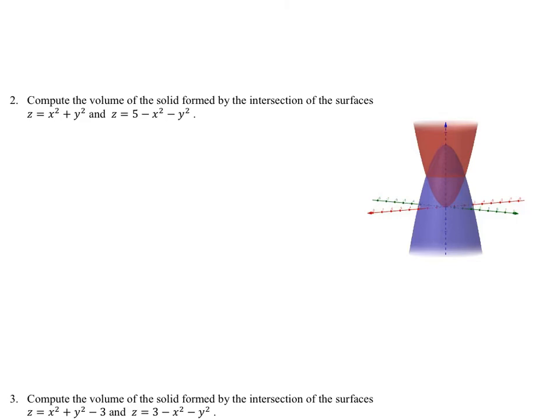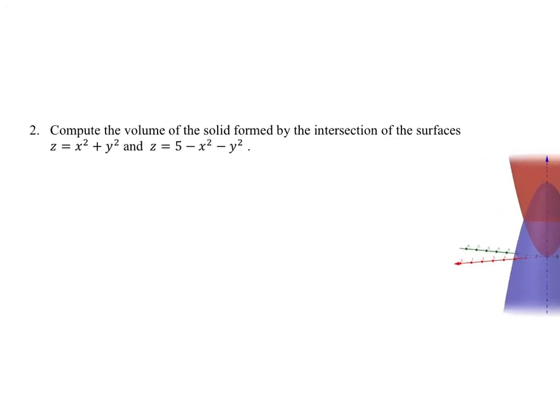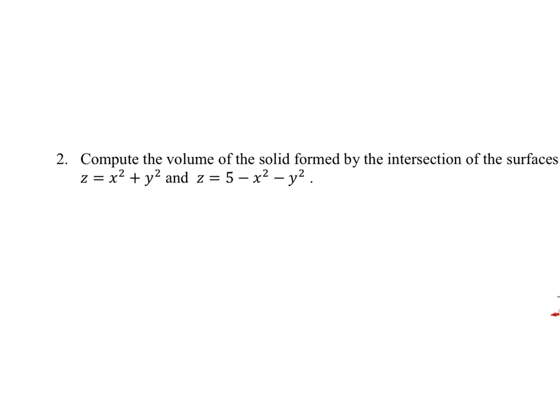So we have two different paraboloids intersecting one another, and the intersection forms a bounded region. That's what we're looking for. So what I first would want to do is find the intersection of those surfaces. Very easy to do because they're both solved for z in terms of x and y.